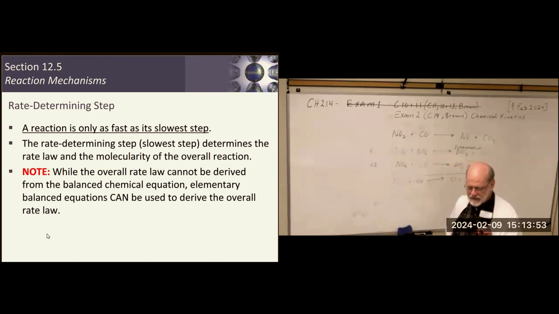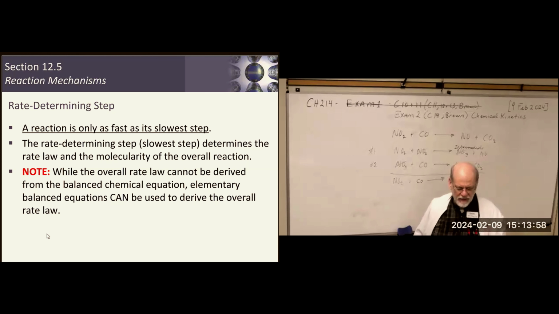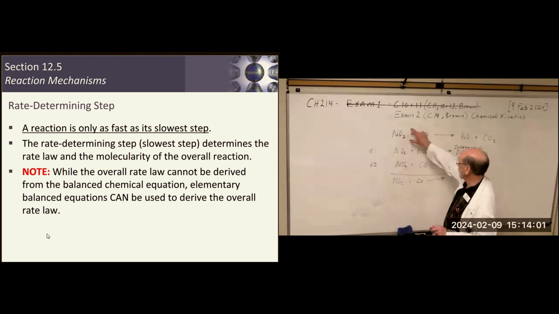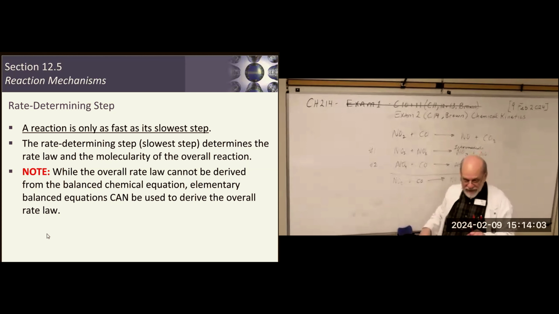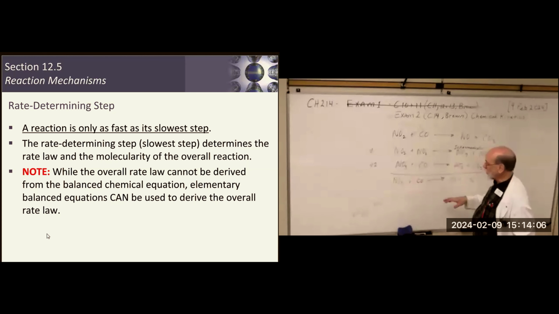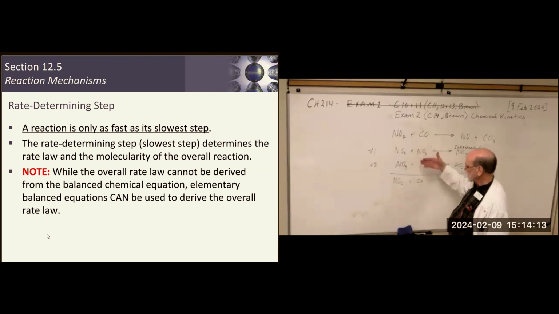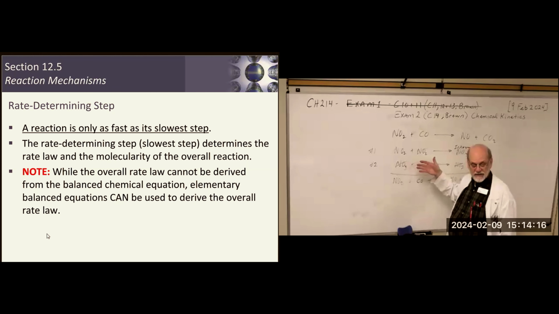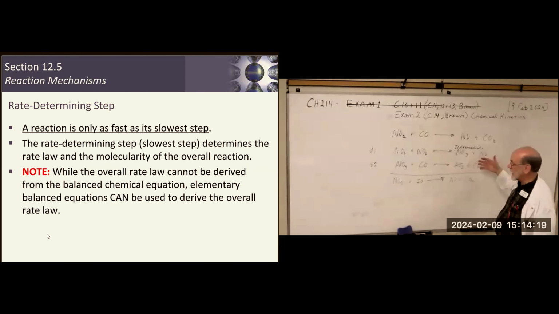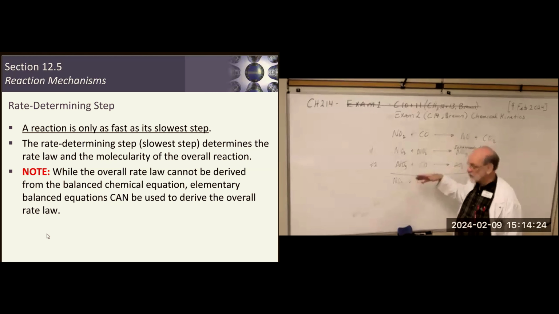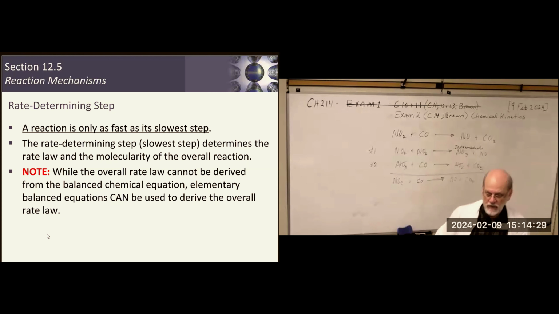So here's the statement, that note statement. The overall rate law can't be derived from the balanced chemical equation of like this one. But we can derive an overall rate law if we know the elementary steps. So that's one of the ways we determine whether this mechanism is valid, right? We use it to derive the rate law and compare it to the experimentally determined one and see if they jive. If they do, then that's evidence that your mechanism is on the right track.